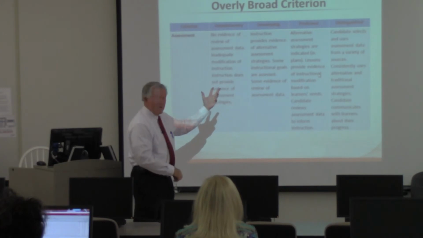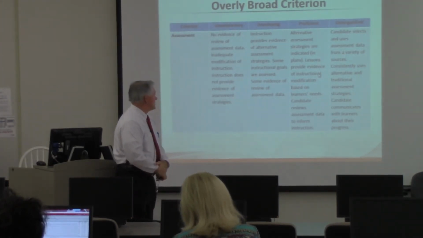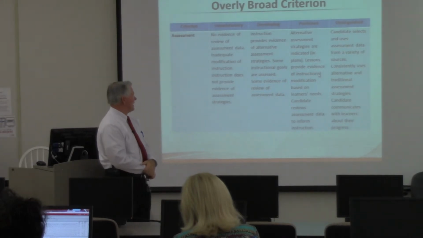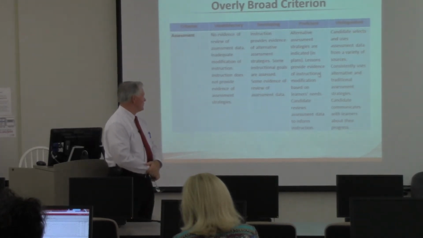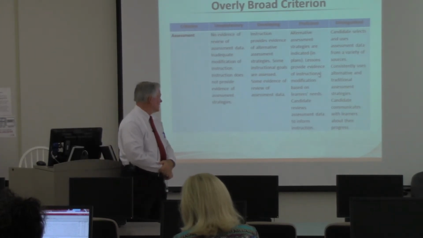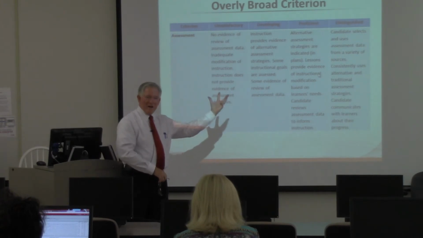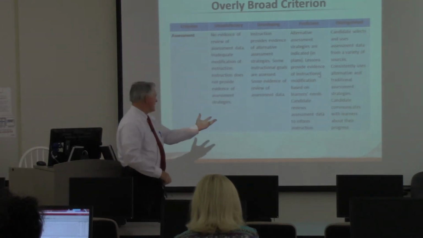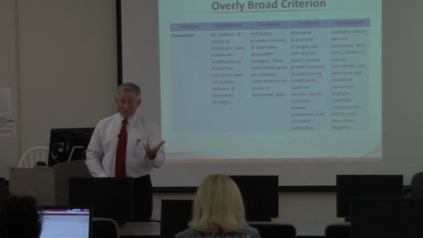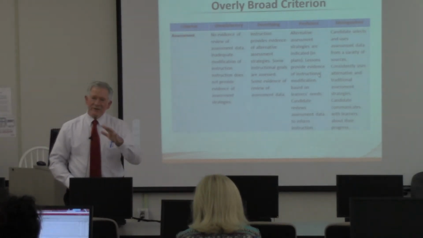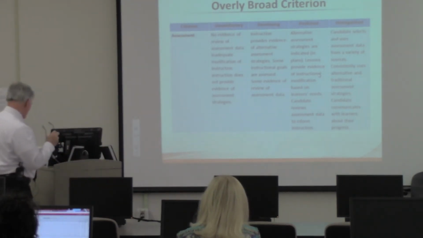And then in the proficient, your desirable category, alternative assessment strategies are indicated in plans. Lessons provide evidence of instructional modification based on learners' needs. There's no description there of what kind of evidence or how it's written into plans. Candidate reviews assessment data to inform instruction. How are you going to know that? It's just very vague, very broad categories.